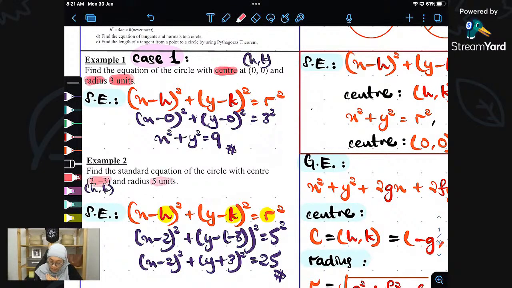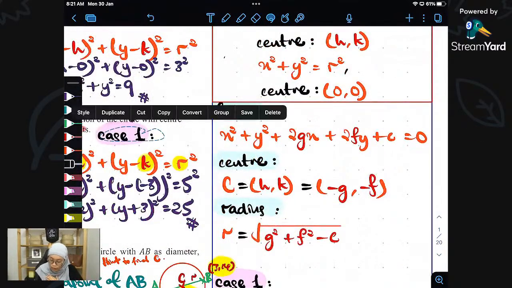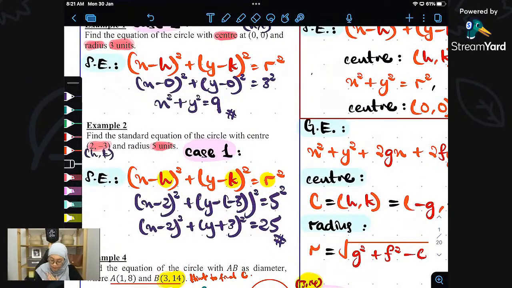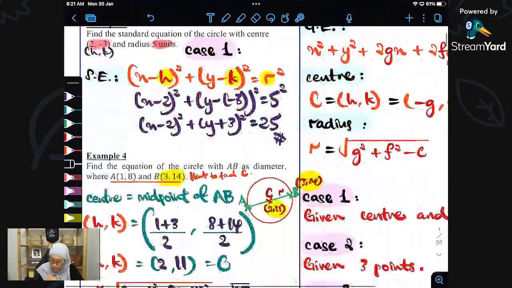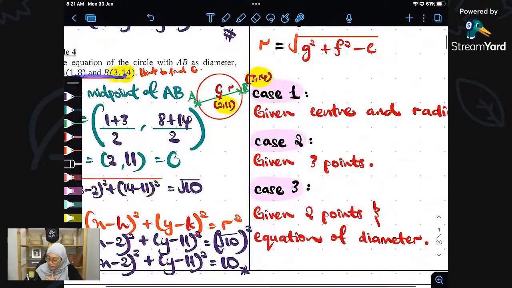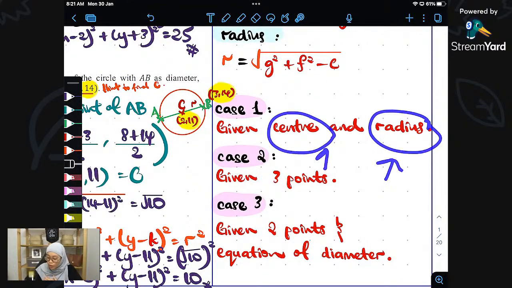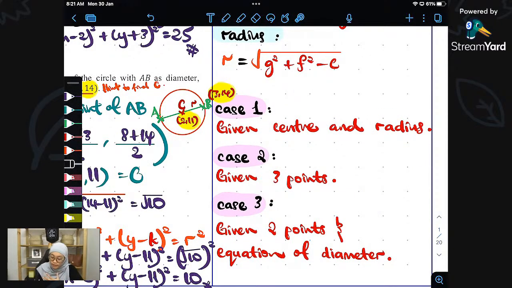So I denote this as case number 1. Let me bring this. So this is also case number 1 for the second example, because we are given the center and the radius. But how about this one? Are we given a radius and a center? No, we are not given. But it's okay. We still can find the center and the radius by ourselves. Okay, and it's still called case number 1.